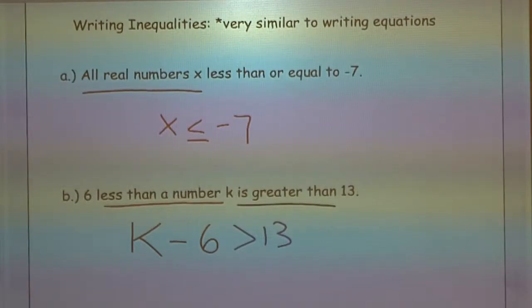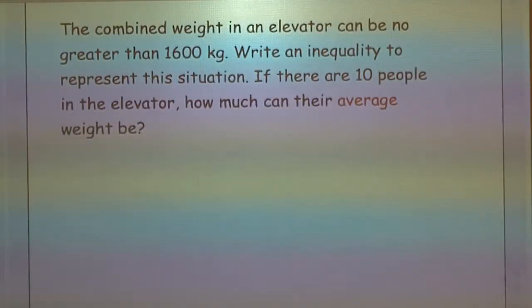We'll take you through one example of a real life scenario, one that I actually experienced this weekend. The combined weight of an elevator can be no greater than 1,600 kilograms. Write an inequality to represent this situation. And then, if there are 10 people in that elevator, how much can their average weight be? I think all of us can think of one instance when you've been in an elevator that's been a little bit too packed, and I had that multiple times this weekend.